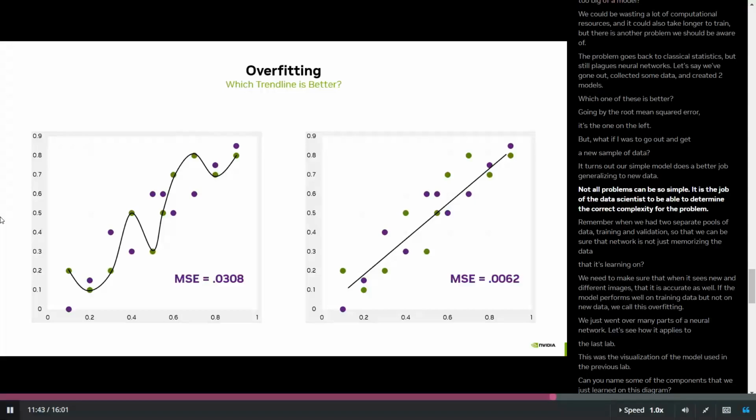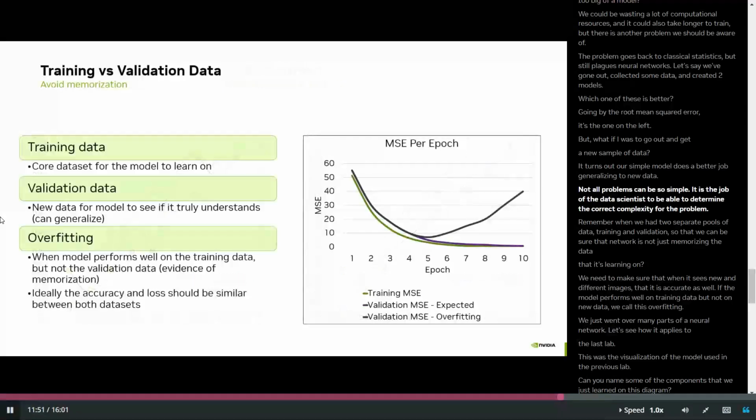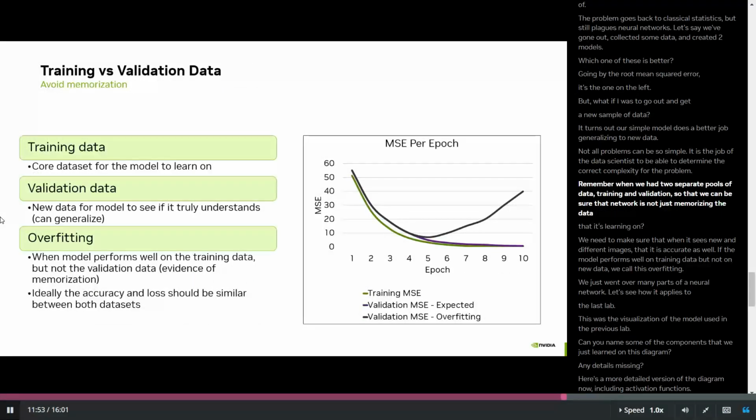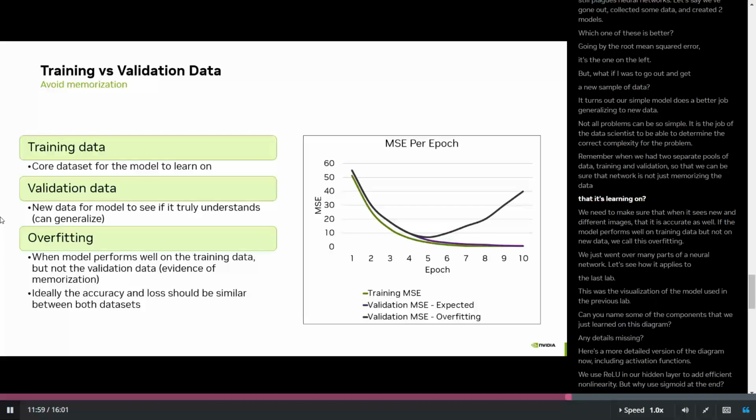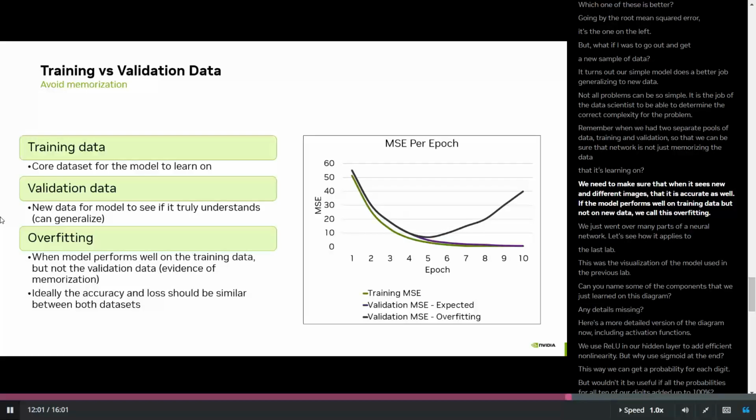Not all problems can be so simple, and it's the job of the data scientist to be able to determine the correct complexity for the problem. Remember when we had two separate pools of data, training and validation, so that we can be sure the network is not just memorizing the data that it's learning on? We need to make sure that when it sees new and different images, that it is accurate as well. If the model performs well on training data, but not on new data, we call this overfitting.